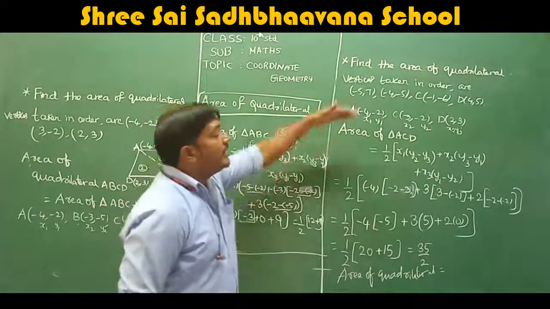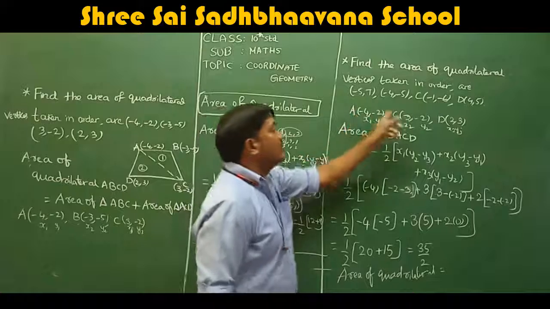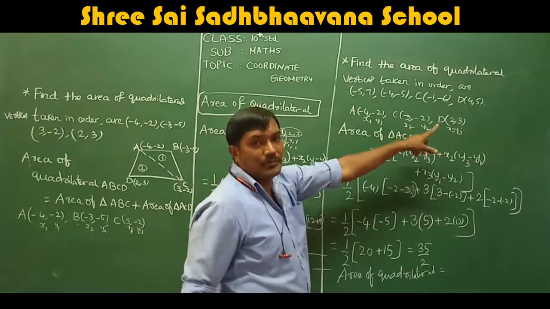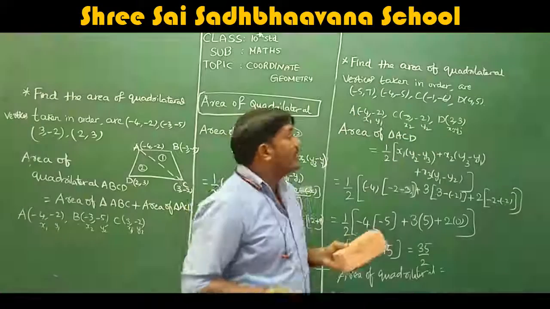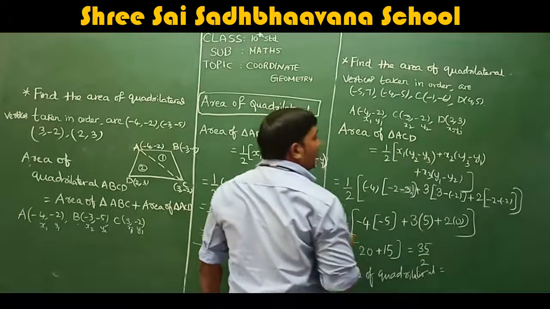Next we find the area of triangle ACD. Similarly for ACD, you write all the vertices A, C, D. A vertex is x1, y1, C vertex is x2, y2, and D is x3, y3, written under the vertices.